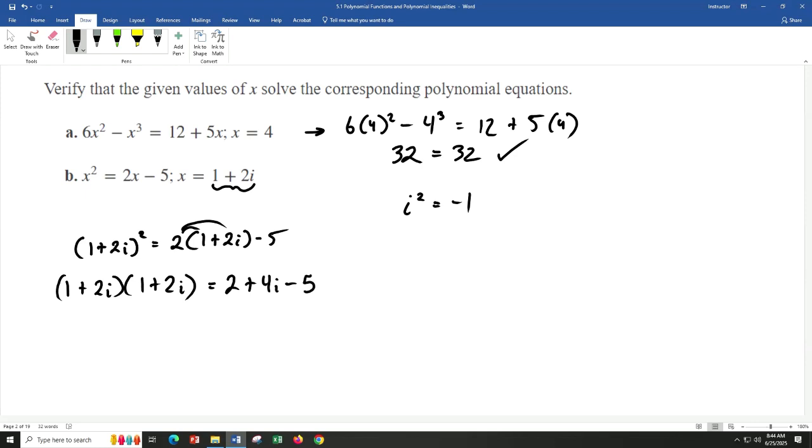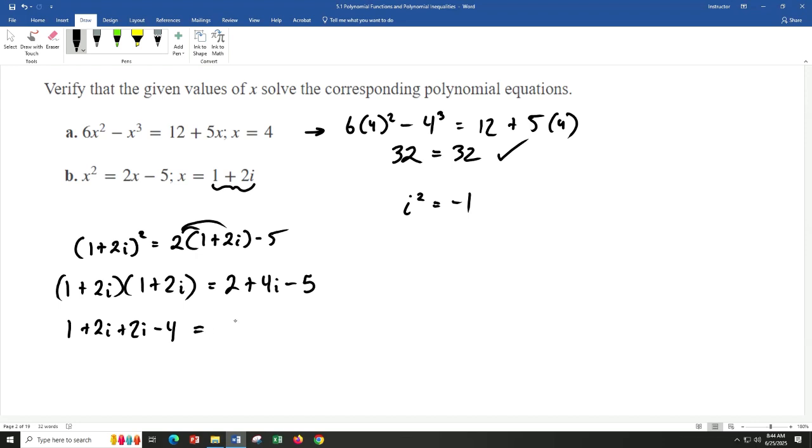On the left-hand side, we're going to FOIL, right? So 1 times 1 is 1. And then I'm going to get a 2i. And then I'm going to get another plus 2i. But then notice I've got a 2i times 2i, which is a positive 4 times i squared. But then that i times i creates a what? A -1. So I'm actually going to have a what there? -4. Okay? So instead of having a positive 4, I'll have a -4 there. You good with that? Okay.